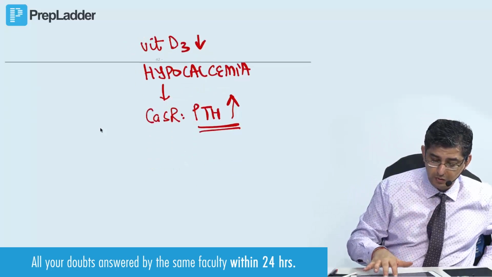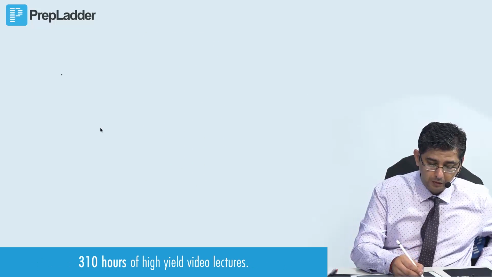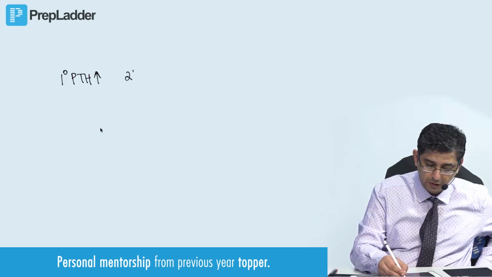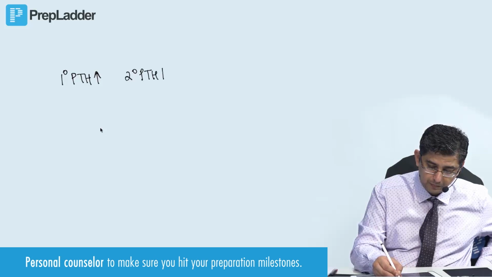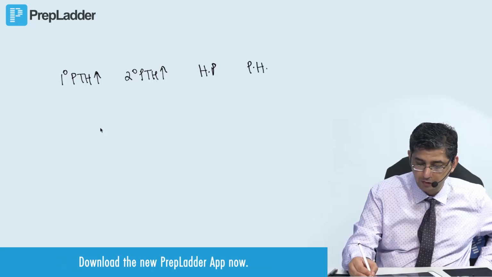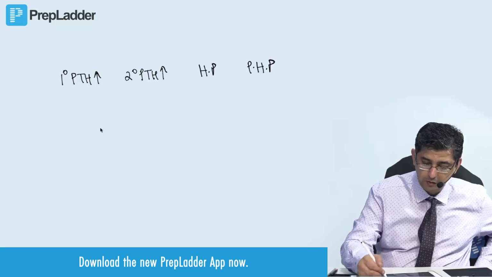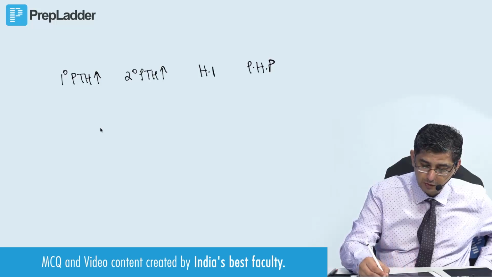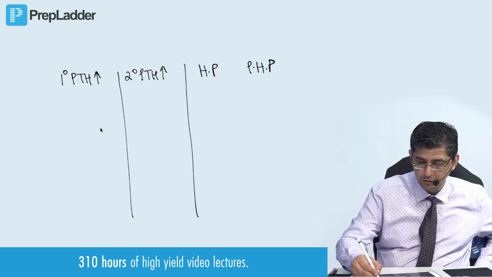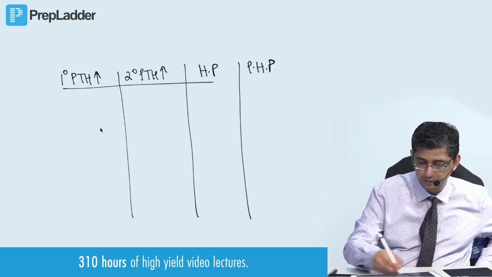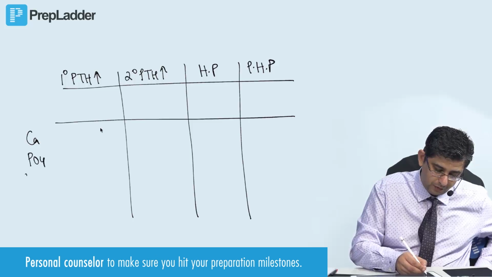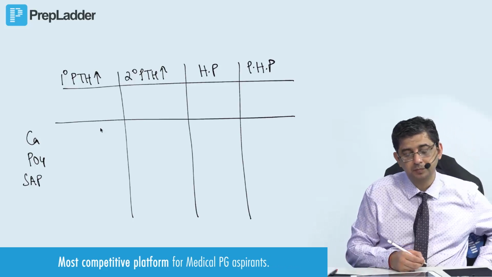Just to make sense of this discussion, we need to compare manifestations of primary hyperparathyroidism with that of secondary hyperparathyroidism, hypoparathyroidism, and then pseudo hypoparathyroidism. The difference between hypoparathyroidism and pseudo hypoparathyroidism is with respect to the defect in the receptor. Let us quickly evaluate the values of calcium, phosphate, and SAP for these patients. The comparison will be made 3-point with respect to calcium, phosphate, and SAP.